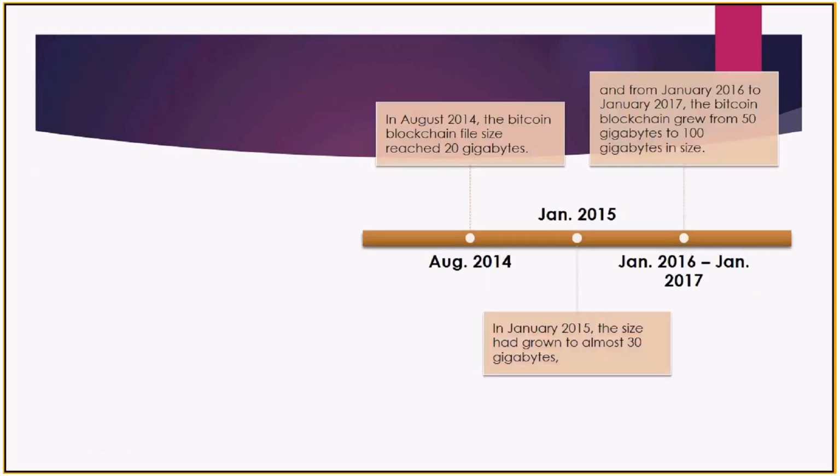In 2014, the Bitcoin size was 20 gigabytes. Then it moved to 30 gigabytes, and in 2016 and 17 it moved to 100 gigabytes in size. This is the size of the ledger. Don't misunderstand it in the description. Ledger means just data. So you can imagine how much data is being churned into this particular thing.